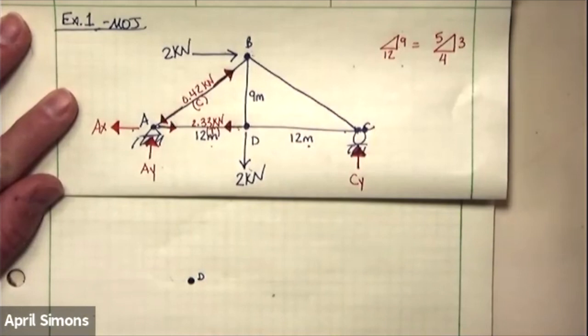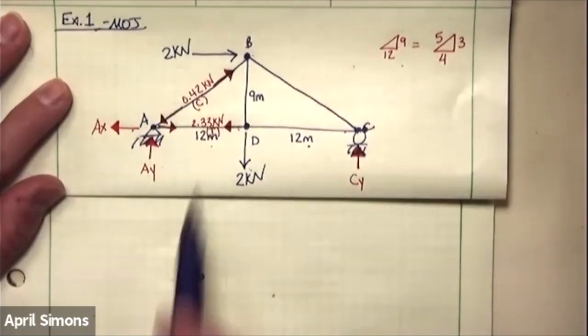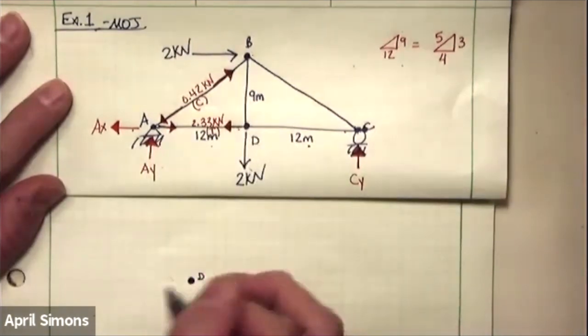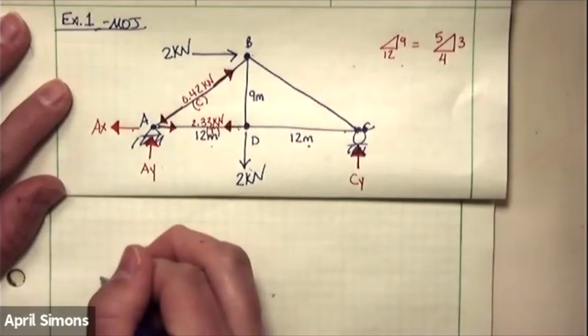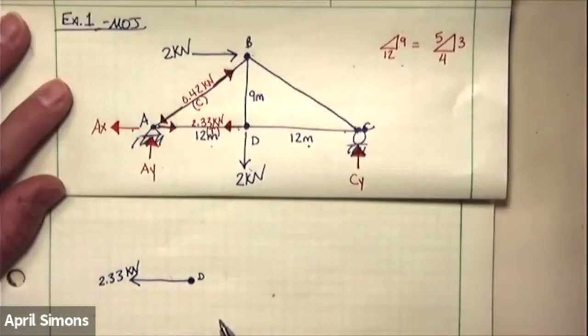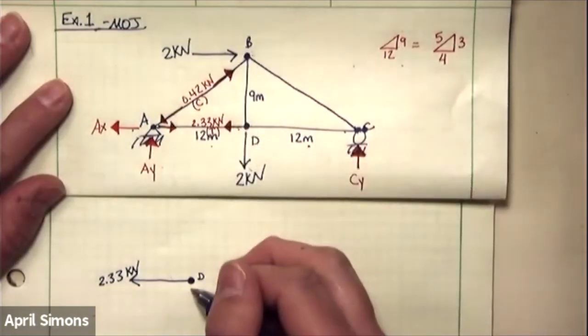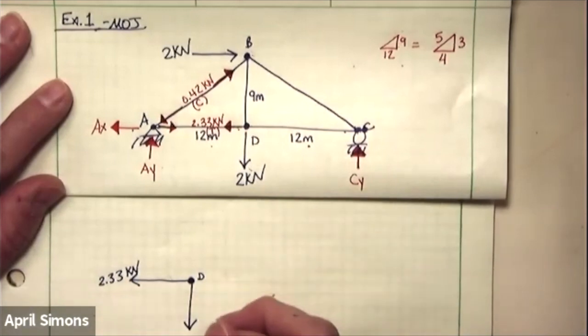Okay, now, again, everything that we know, we want to draw in the direction that we know it is. So in this case, we know that AD is in tension. So here we'll draw it in tension, 2.33 kilonewtons. We know that the force that's applied at joint D is applied downward. So we'll draw that straight down, 2 kilonewtons.